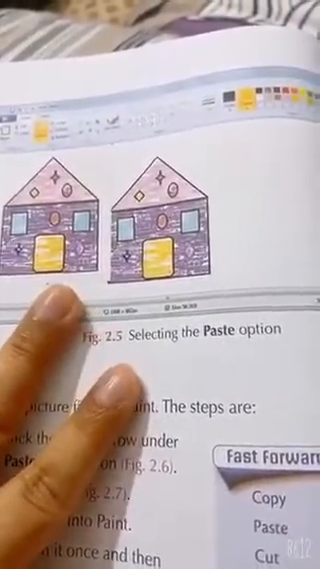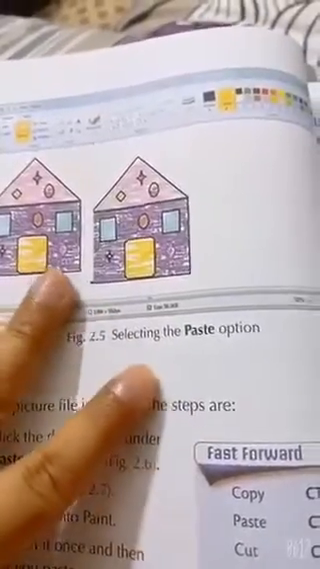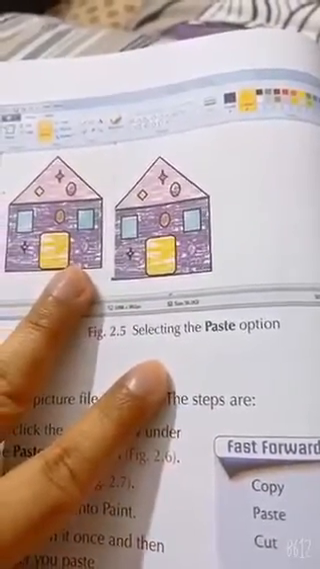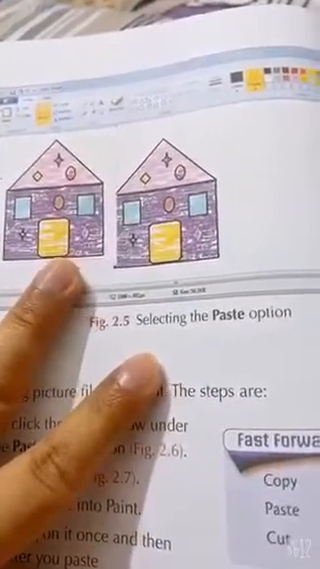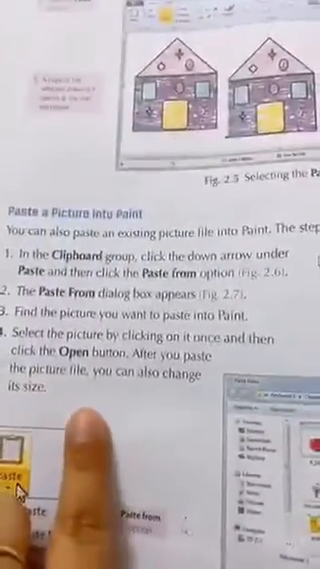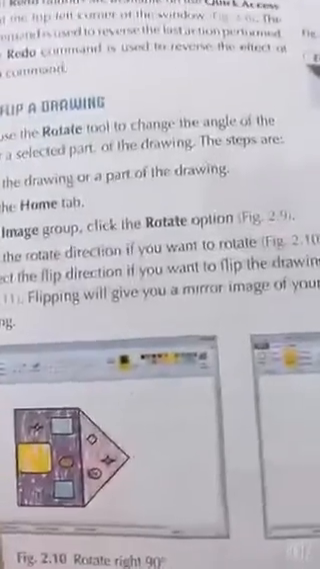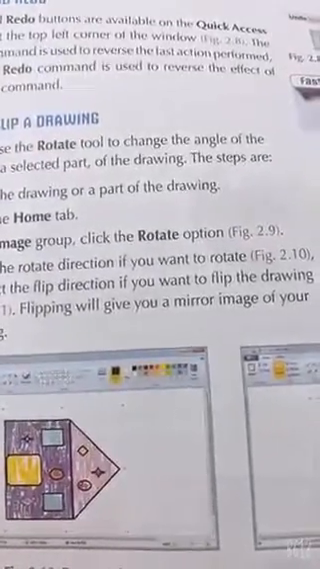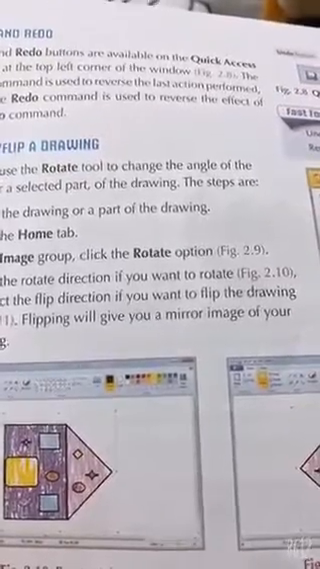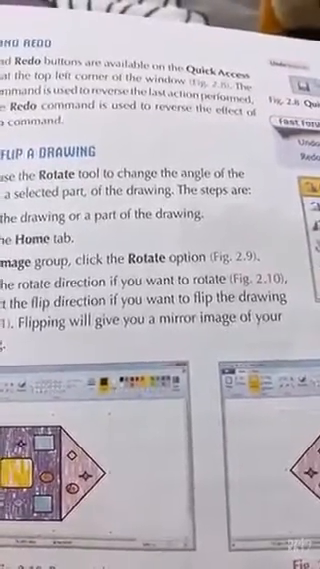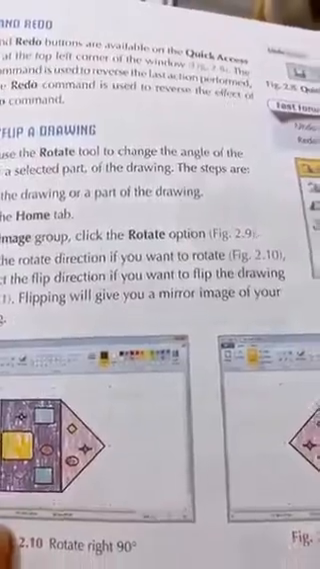Now there are two. You can see these objects are pasted by using these keys. These are shortcut keys. You don't have to follow all these steps, right? And for undo and redo, we also have shortcut keys, that is Ctrl plus Z for undo and Ctrl plus Y for redo.